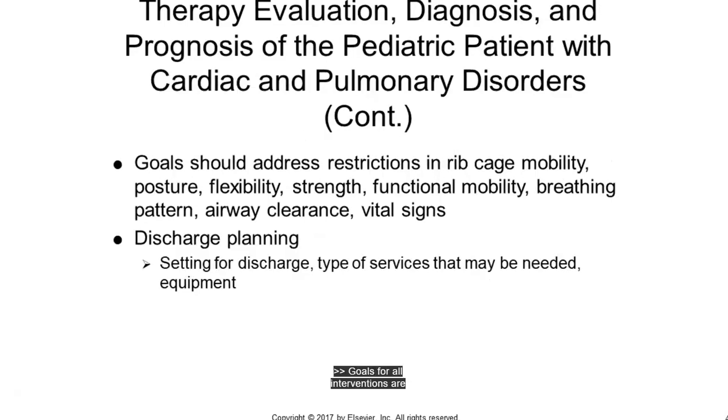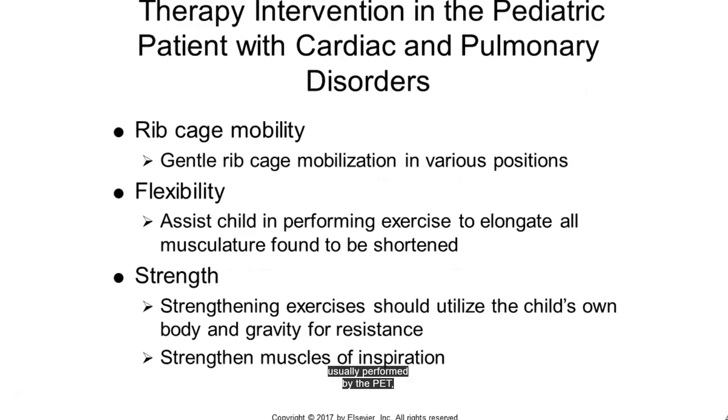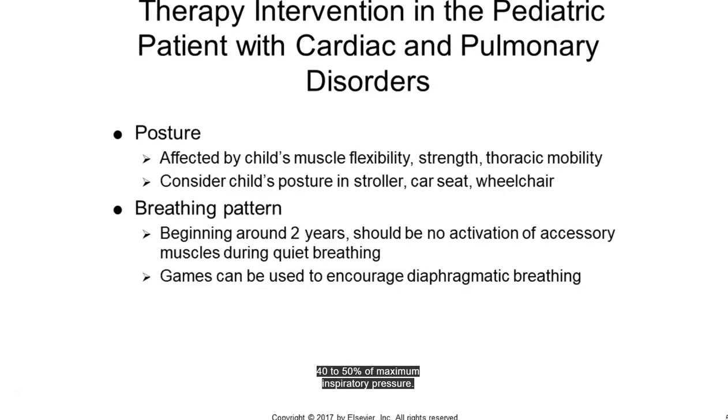Goals for all interventions are to increase strength, flexibility, functional mobility, breathing pattern, airway clearance, and vital signs. Rib cage mobility is usually performed by the PT, but strength training can be done by both PT and RT. An inspiratory muscle trainer may be used if the patient is old enough to follow directions. There is no definitive treatment protocol for children, but adults with COPD are often instructed to use 30 minutes per day, 5 times per week, for 5 weeks at 40 to 50% of maximal inspiratory pressure.